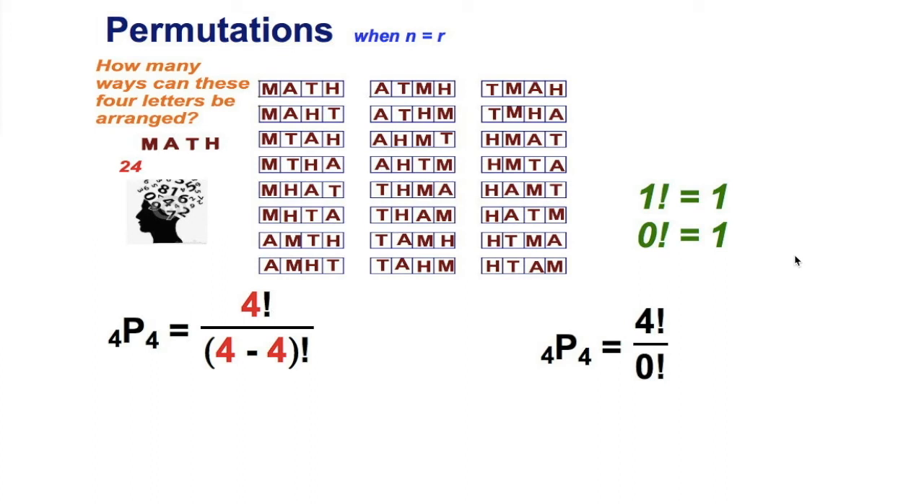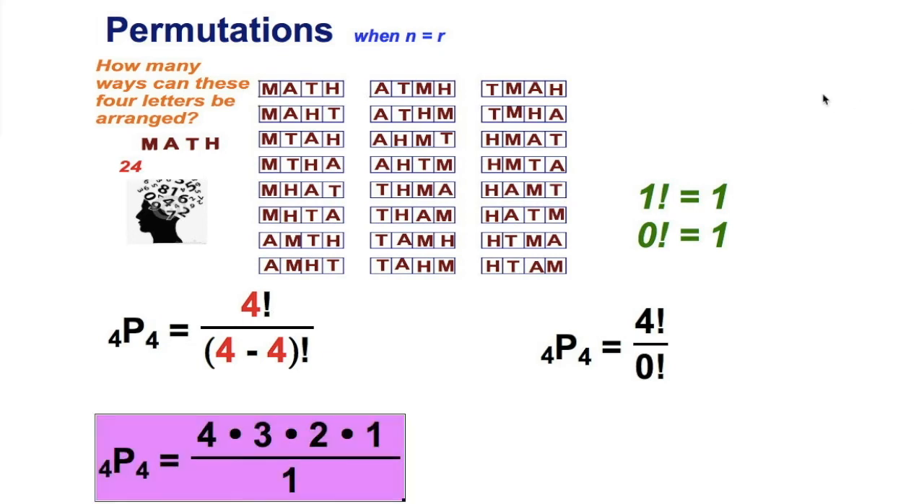It's 1. Now, you can think of it a lot of different ways, like maybe how many ways can you choose nothing? Well, there's one way to choose nothing: nothing. So it's a little different. It's not the number 0. 0 factorial is 1.